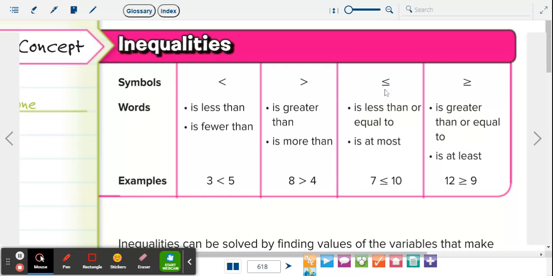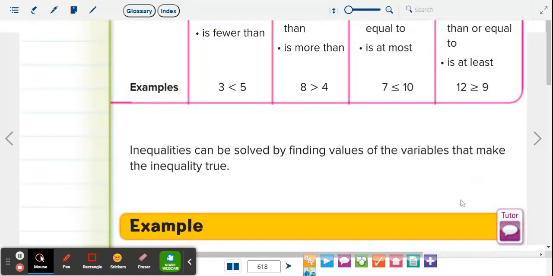Now this one, when they have the line underneath, that means it's less than or equal to, or is at most. That would be read as 7 is less than or equal to 10. Which also means that 10 could be there too, because that still makes it a true statement. That's all you're trying to do with inequalities, prove if it's valid or true. If it's true, then yes, it's good. If it's not true, then something's wrong. This one is greater than or equal to, or is at least. So 12 is greater than or equal to 9. True statement.